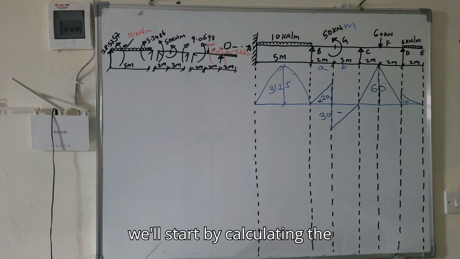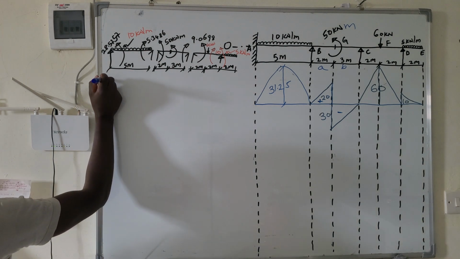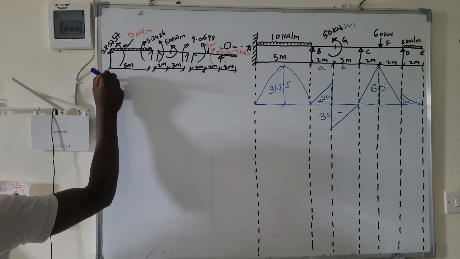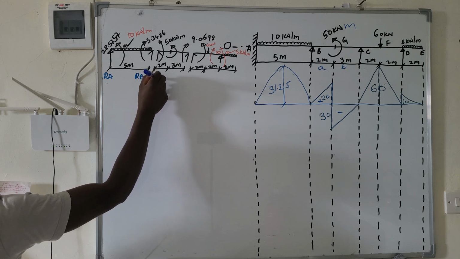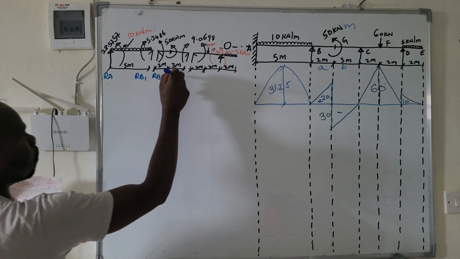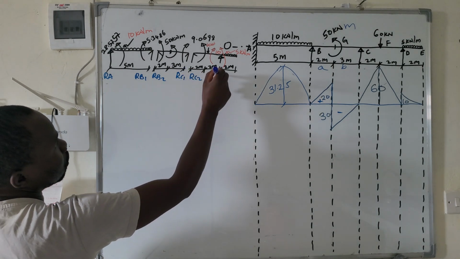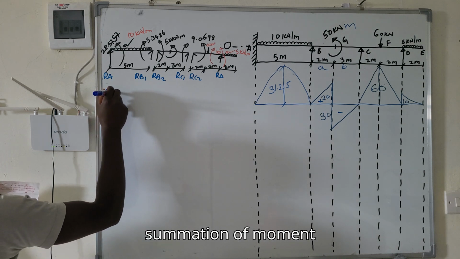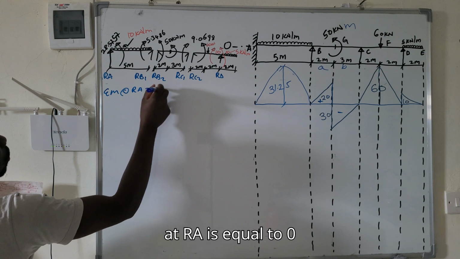So we'll start by calculating the reactions for this section. This one will be RA, this one RB1, RB2, RC1, RC2, then RB. So summation of moment at RA is equal to 0.